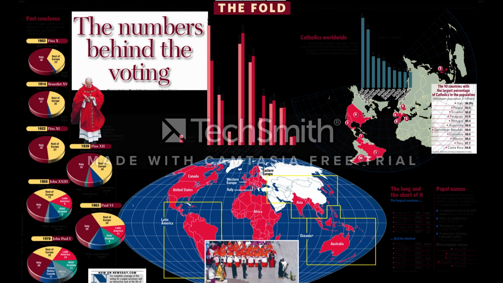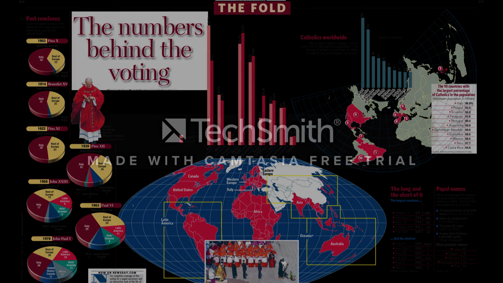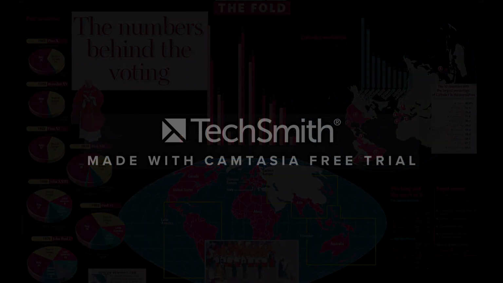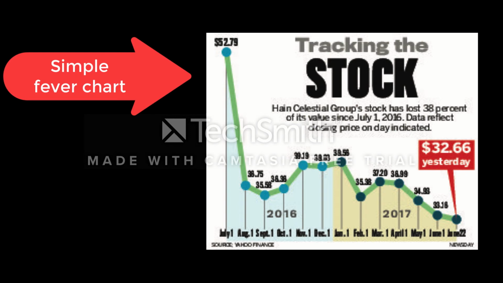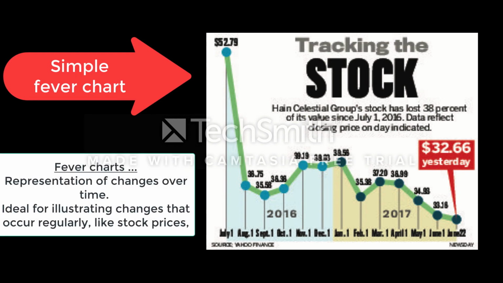In the example here, the pie charts on the left represent the demographic breakdown of the Catholic Church's College of Cardinals, who vote on the Pope. If we had less than 100% data on the Cardinals' countries of origin, a pie would have created a misleading illustration. A fever chart, or fever line, is a graphical representation of changes in a variable over time.